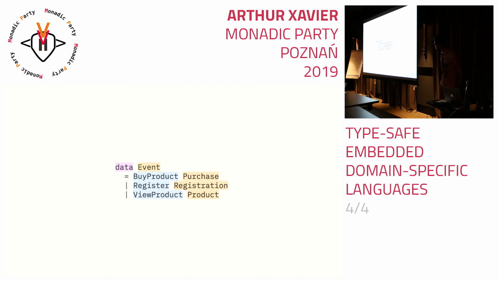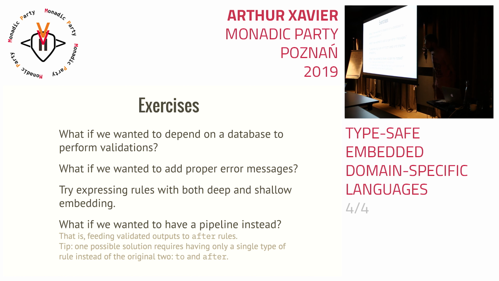Cool. So I have a bunch of exercises here. We're obviously not going to go over them. This is just like homework if anybody wants homework. If you have free time, I don't know. If you're masochistic, I don't know. But what exactly should happen if we wanted to depend on a database to perform some validations? This is one exercise you can do, one thing you can think about. What if we wanted to add proper error messages, like when a validation failed, we could add custom error messages to each validation? It just involves changing something there.